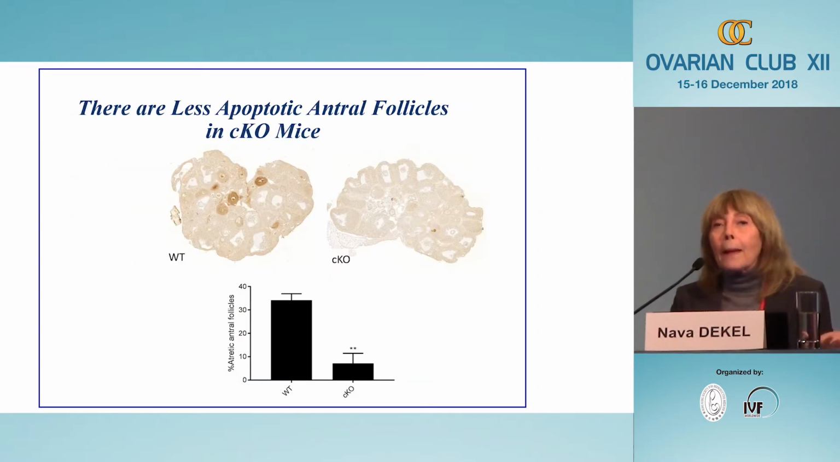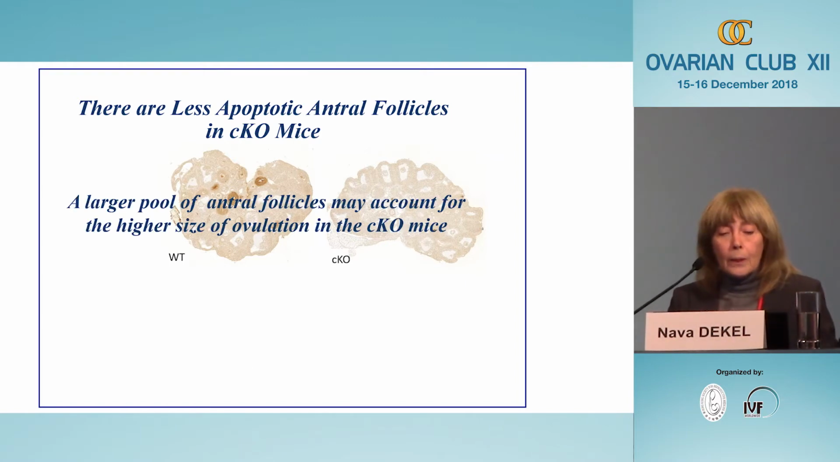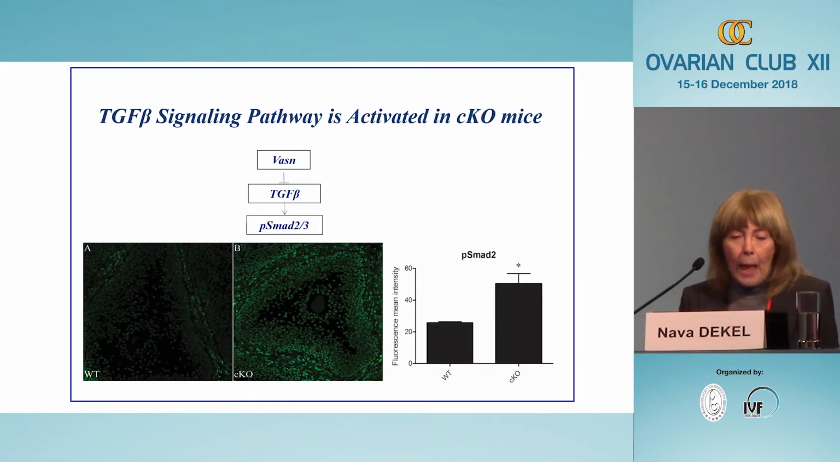And trying to explain this finding, we stained the ovaries by TUNEL for apoptosis, and we see that there are fewer apoptotic antral follicles in the conditional knockout mice, and this was quantified here. And we concluded that it is possible that a larger pool of antral follicles may account for the higher size of ovulation in the conditional knockout mice.